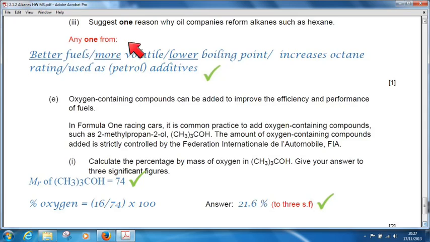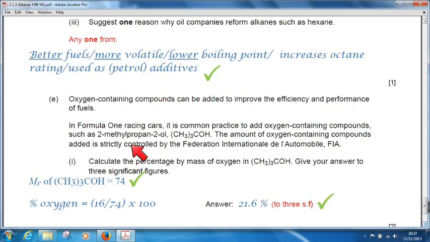A reason for why companies reform alkanes such as hexane, a variety of reasons. You can have better fuels, and the reason why the better fuels is because the branch chain hydrocarbons are more volatile and therefore make better fuels. Lower boiling point is saying the same thing as more volatile. Increasing octane rating, something to do with more of the automobile industry. I would actually prefer one of these first 3 answers over here.